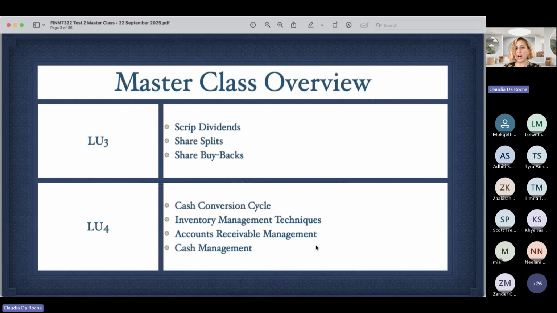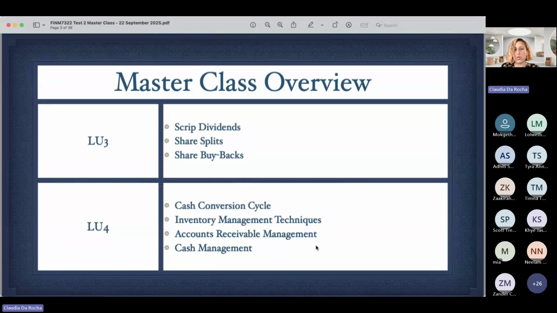In terms of how the session has been structured, it's the same as what was done in previous master classes. So we'll go through the formulas for each learning unit. I do like to create formulas to answer the questions so we can answer them with some kind of basis. And then we'll look at them in more detail, and then we'll do 2 past papers today, one for Learning Unit 3 and one for Learning Unit 4.